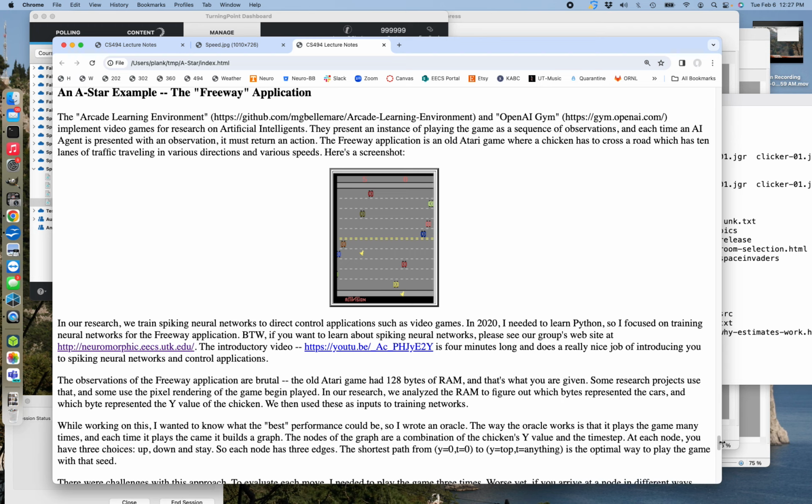Okay, so what I did was I went into JGraph, I ran this, and I graphed each byte over time. In doing that, I figured out which of the 128 bytes are the X positions of the cars, and which byte is the Y position of the chicken. And I pulled those out. Now I'm going to do my AI on that, because it's reducing the space and makes it a whole lot easier.